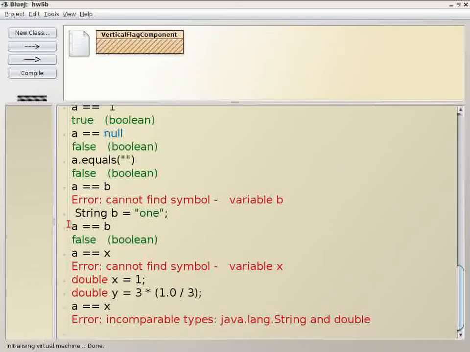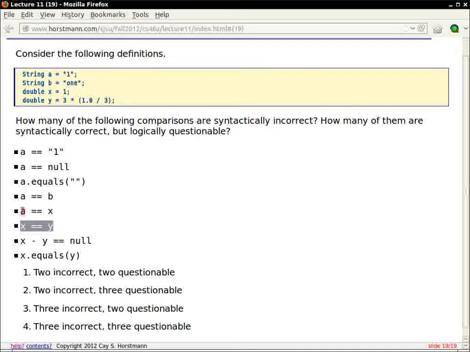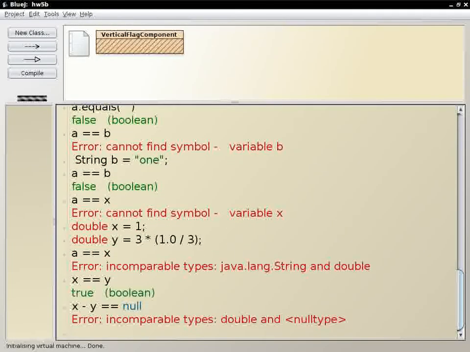Let's see, x equal y. That's true. Let's see what the difference is. That's incorrect. Because on the left you have an integer, and on the right-hand side you have the quantity null, and null is an object reference, and it's not the same as the number 0.